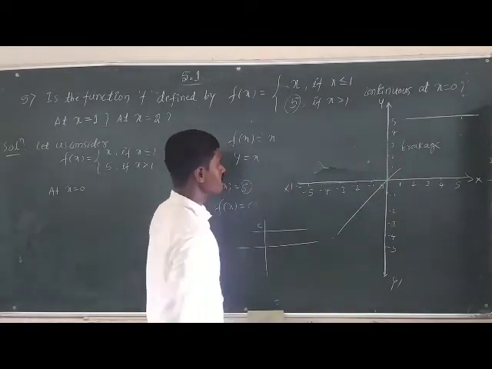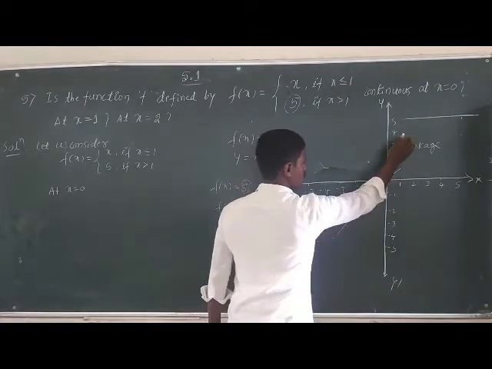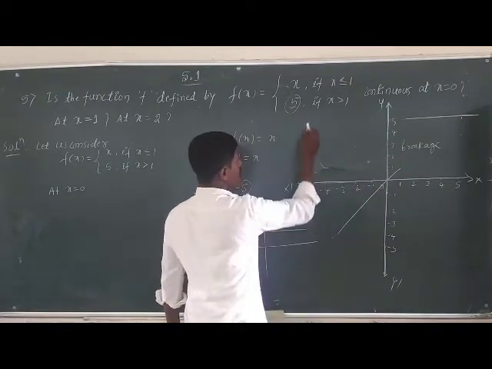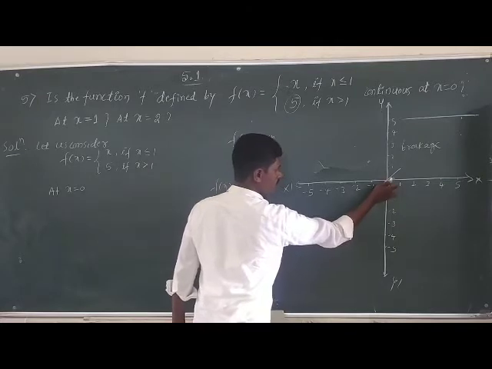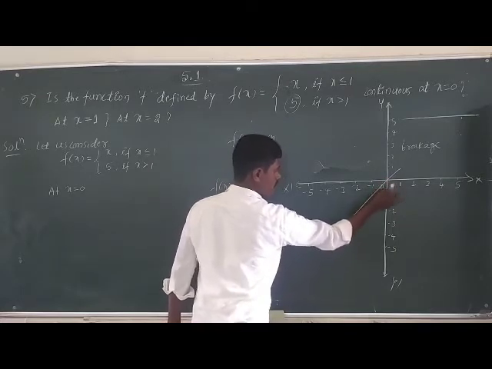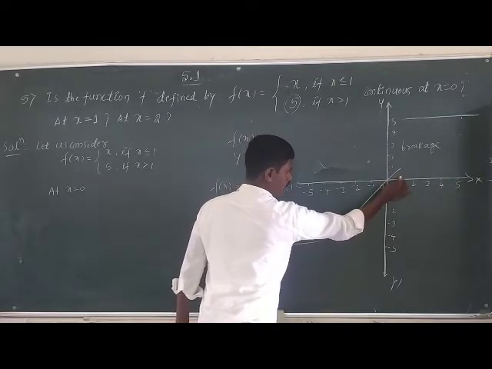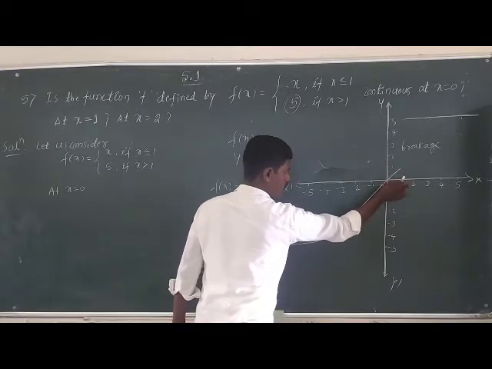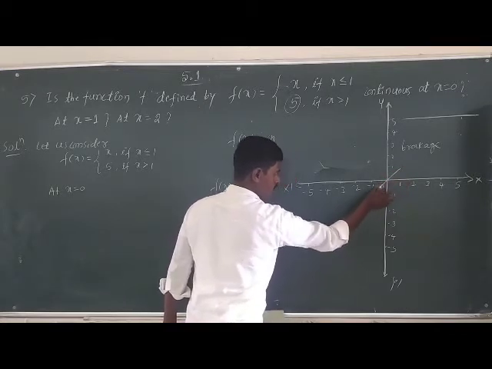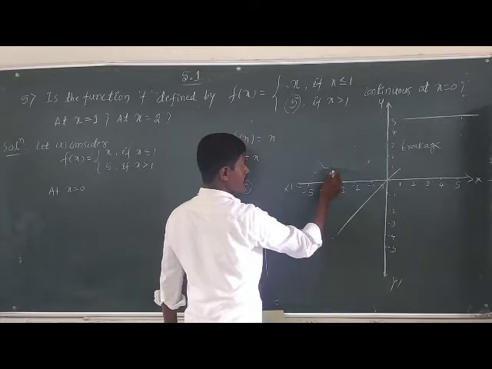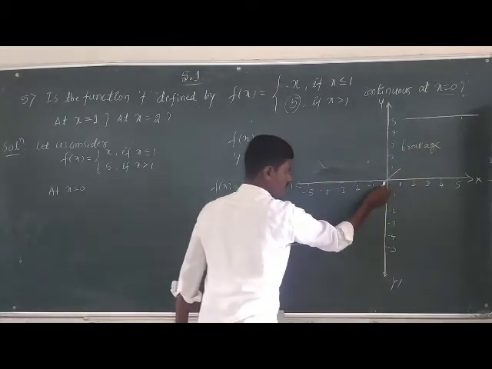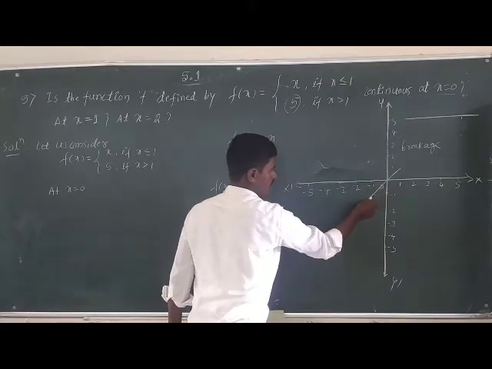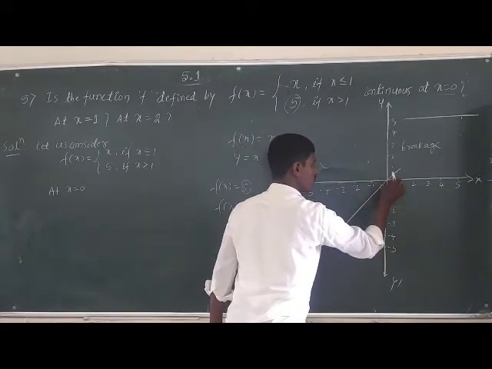The function is discontinuous exactly at x equal to 1. But for x less than 1, for example at 0, the function is continuous. See here, for any value of x less than 1, from here to here, the function is continuous. Okay, so they asked to check the continuity of the function at x equal to 0. See here, the function at x equal to 0 is continuous. At exactly 1, it is discontinuous.